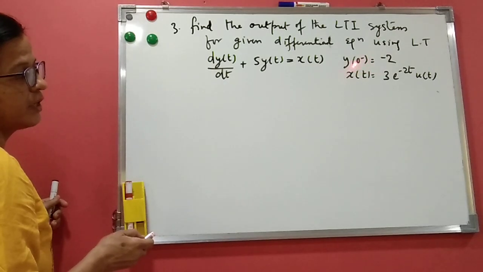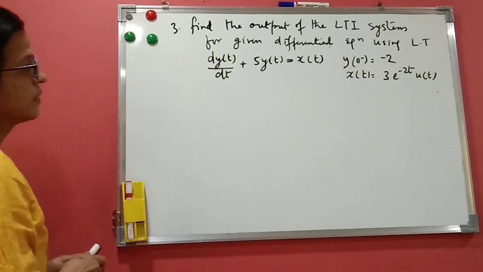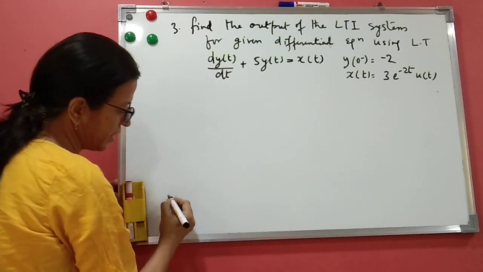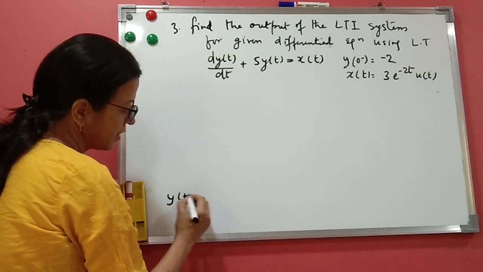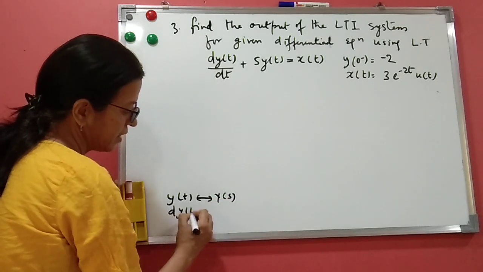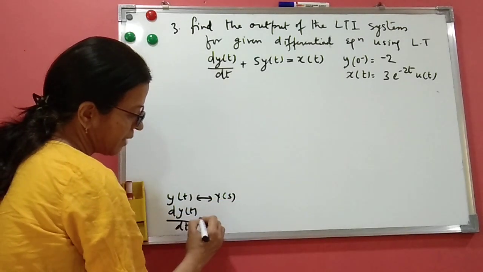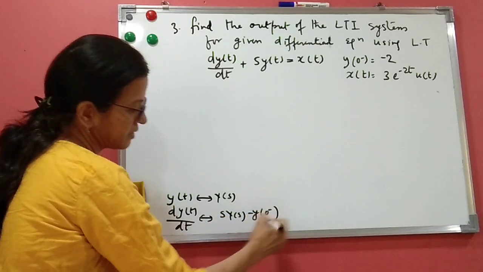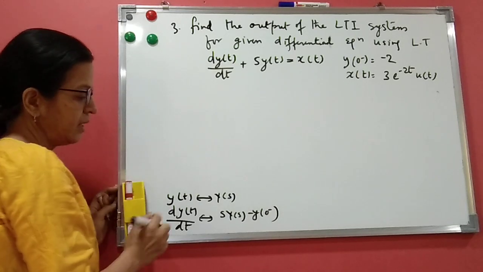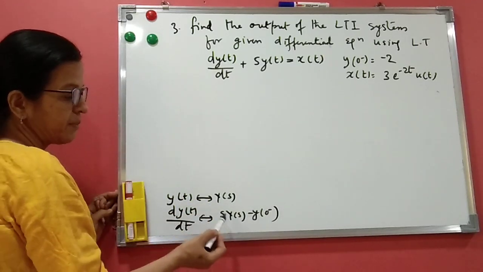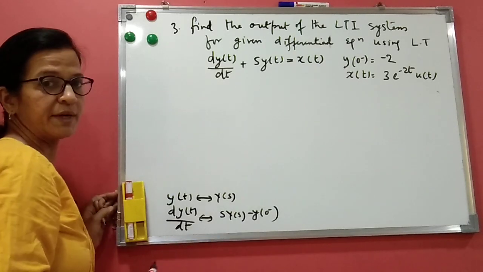If it is not given, then we can use the bilateral Laplace transform. Yes, so what the property says, according to the unilateral Laplace transform: if y(t) has the Laplace transform Y(s), then dy(t)/dt has the Laplace transform sY(s) minus y(0). Just now we have seen this property.